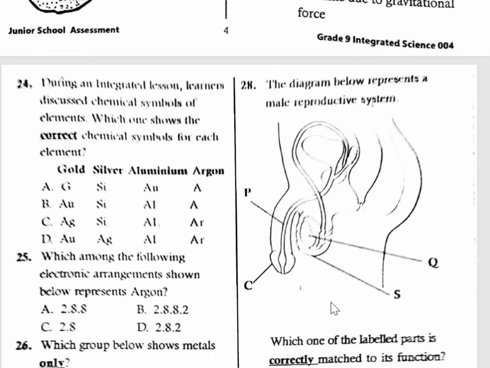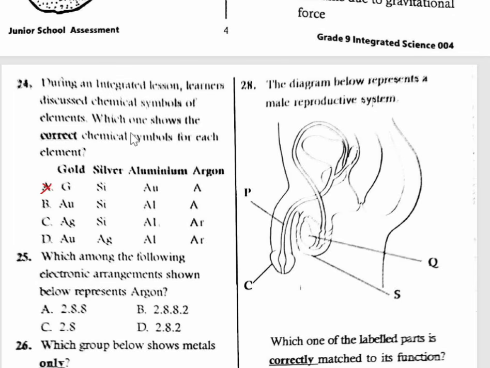It's not very clear, but I'm going to read. During an integrated lesson, learners discussed chemical symbols of elements. Which one shows the correct chemical symbol for each element? So here we have gold, silver, aluminium, and argon. Know that the symbol for gold is not G, therefore automatically A is wrong.